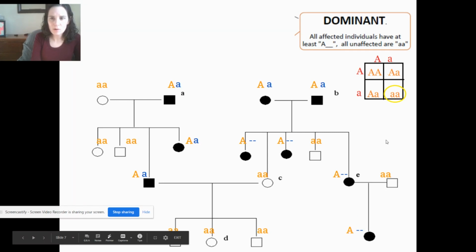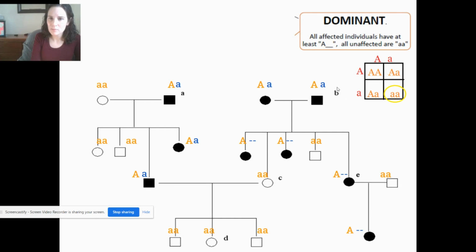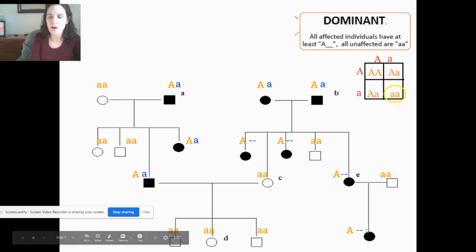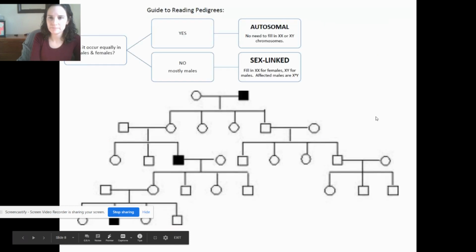Okay, take a moment, pause, go through this one more time. Remember that with a dominant trait, you're flipping everything because dominant traits are passed on in every generation. If you have the trait, you're going to probably be passing it on to your offspring. It doesn't hide, it doesn't skip generations.